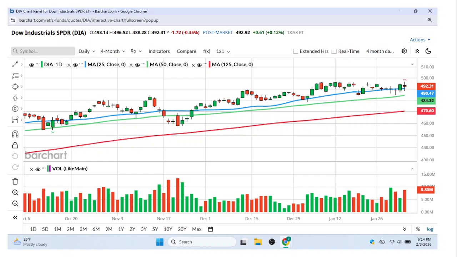Here we have the Dow Industrials ETF, symbol DIA, referred to usually as the diamonds. Again, still in an uptrend. Price is still kind of following the short-term moving average. We just made a new high on Friday. So that uptrend is still intact. That looks very good for that ETF going forward.